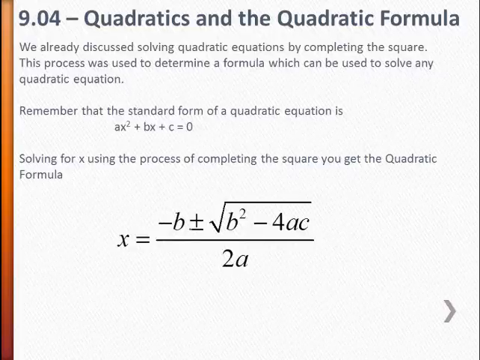X equals a negative b plus or minus the square root of b squared minus 4ac all over 2a.